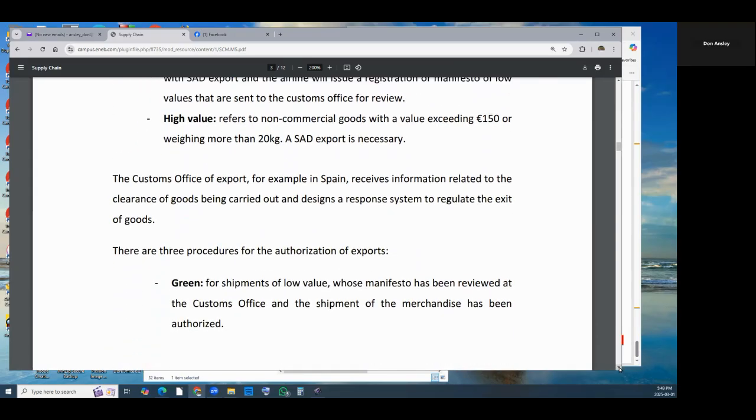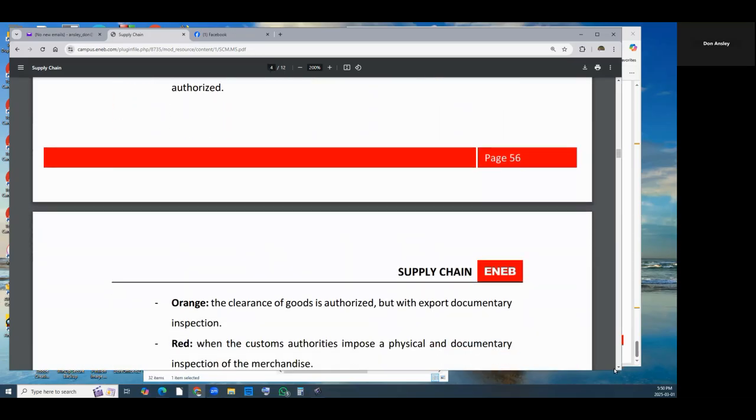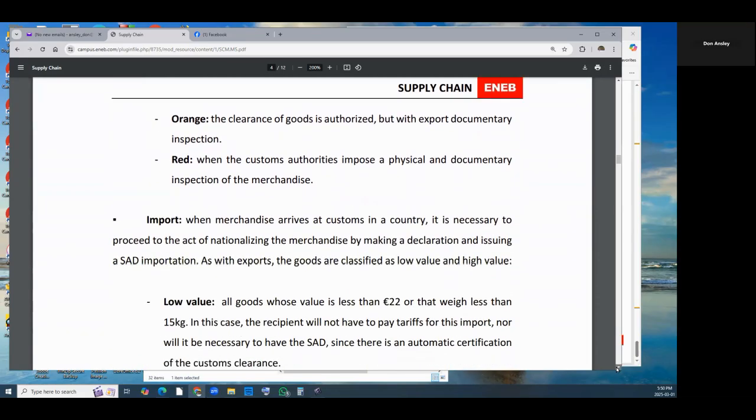The customs office of export, for example, in Spain, receives information related to the clearance of goods being carried out on the designs and the response systems to regulate the exit of goods. There are procedures for authorizing exports. Green, for shipments of low value whose manifesto has been reviewed by the customs office, and the shipment of the merchandise has been authorized. And then we have orange, the clearance of goods is authorized but with export documentary inspection. And red, where the customs authorities impose a physical or documentary inspection of the merchandise. Now we come to the imports.